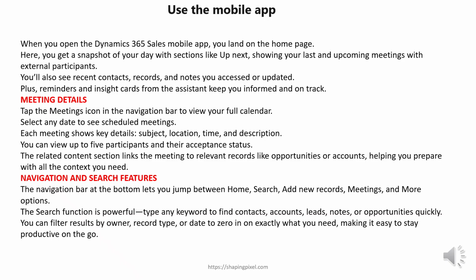The navigation bar at the bottom lets you jump between Home, Search, Add New Records, Meetings, and more options. The search function is powerful. Type any keyword to find contacts, accounts, leads, notes, or opportunities quickly. You can filter results by owner, record type, or date to zero in on exactly what you need, making it easy to stay productive on the go.